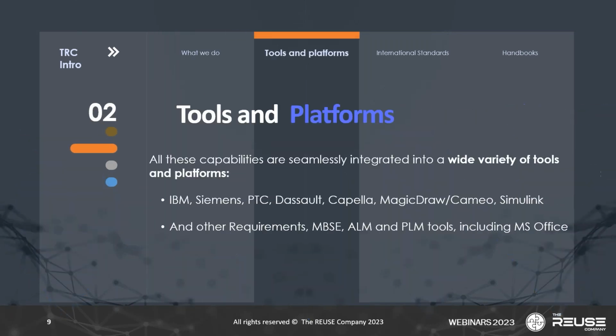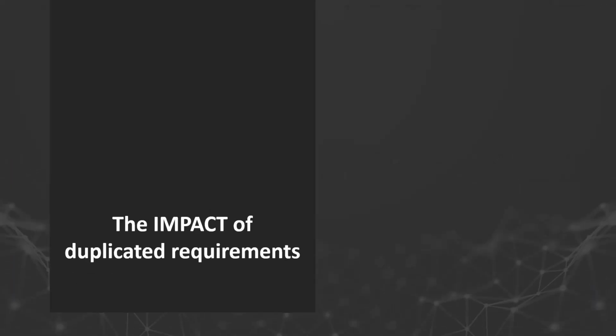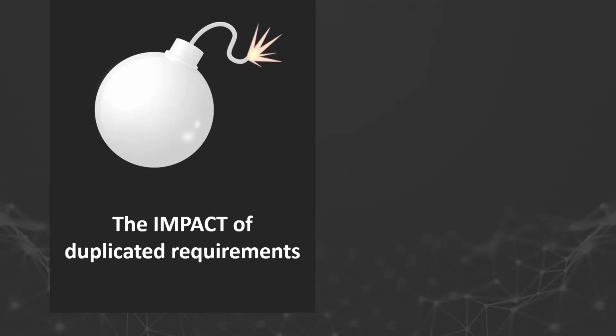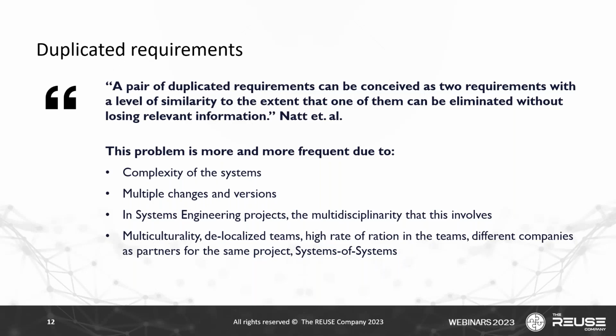But I will be focusing today on our tools and our key topic about the impact of such duplicated requirements. So first, let me start with a brief quote just to describe what is understood by duplicated requirements. And Nat, in this article, introduced the concept of duplicated requirements as a pair of requirements that can be conceived as two requirements with a level of similarity such that one of them can be eliminated without losing relevant information from the same document, right?